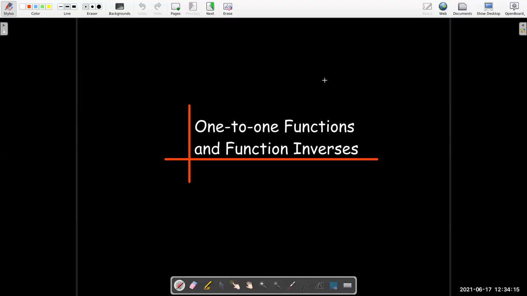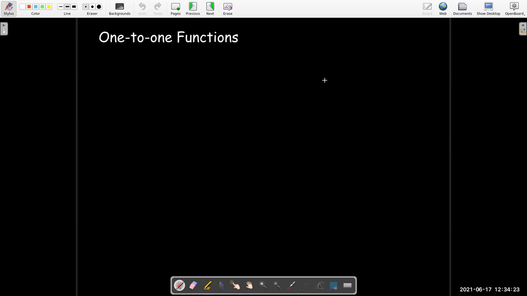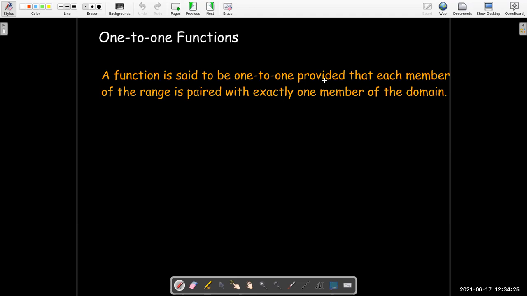In this short video, we're going to look at one-to-one functions and their inverses. So what does it mean for a function to be one-to-one? Well, we say it's one-to-one if each member of the range is paired exactly with one member of the domain. In other words, for each y, there is exactly one x.